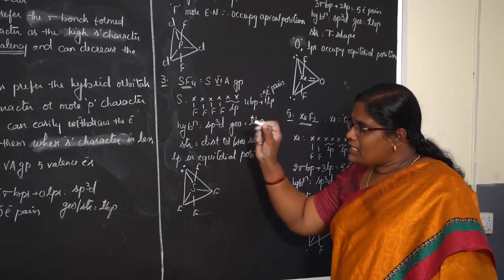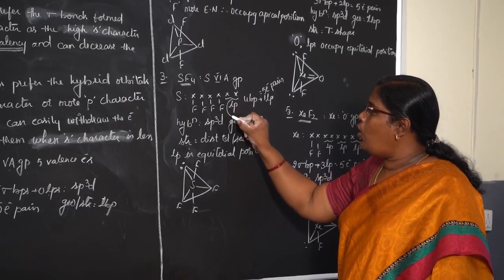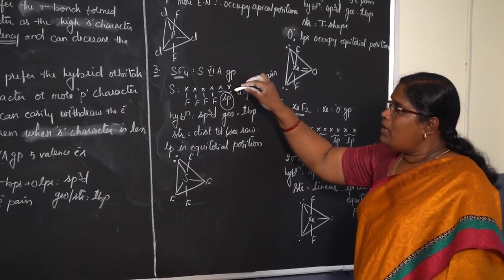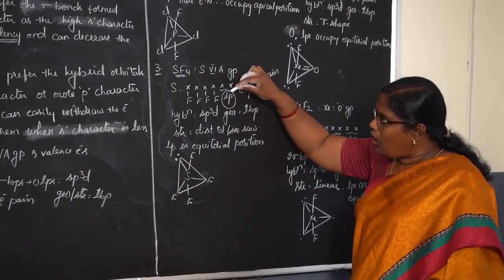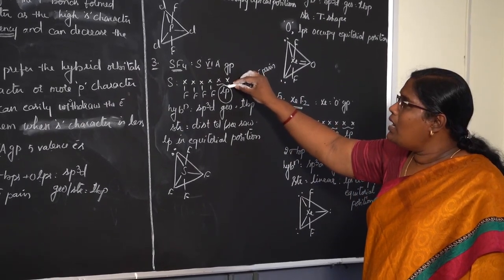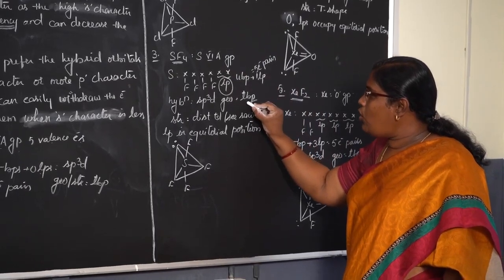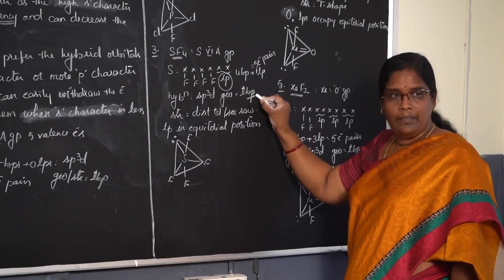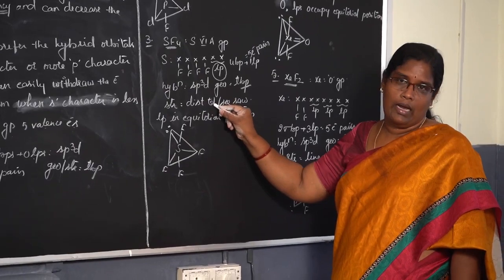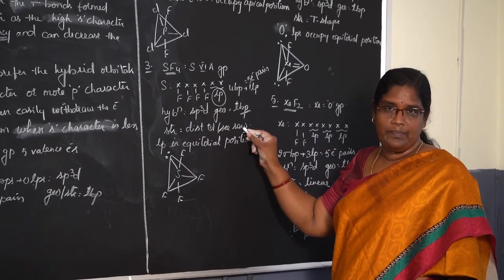But what is the difference from PCl5? This molecule has a lone pair. And the presence of a lone pair will always distort the structure. Therefore, instead of trigonal bipyramidal geometry, the structure of the molecule becomes a distorted tetrahedron, or seesaw structure.